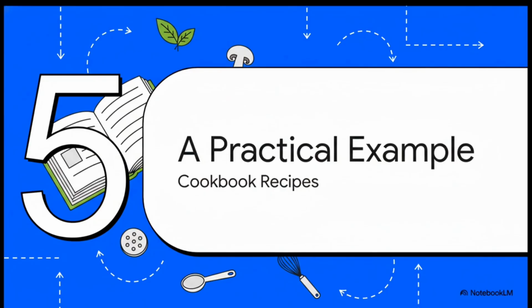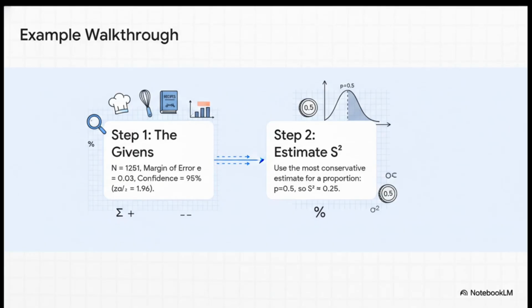All right, enough with the abstract stuff. Let's roll up our sleeves and walk through a real-world example. Imagine we've got a cookbook, and our job is to estimate what proportion of the recipes have 0 animal products in them. First, let's lay out what we know. The total number of recipes, our N, is 1251. We want to be 95% confident, so our Z-score is 1.96. And we want our final estimate to be within 3 percentage points of the true value, so E is 0.03.